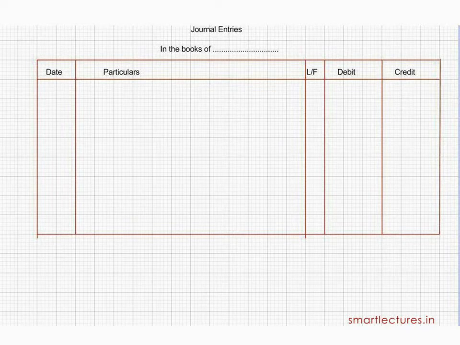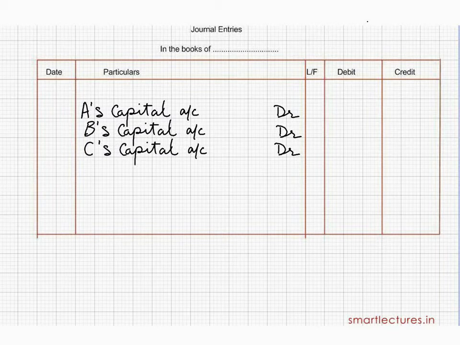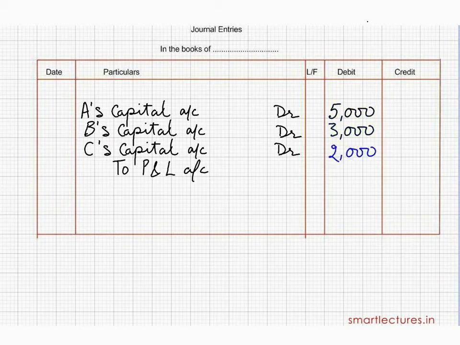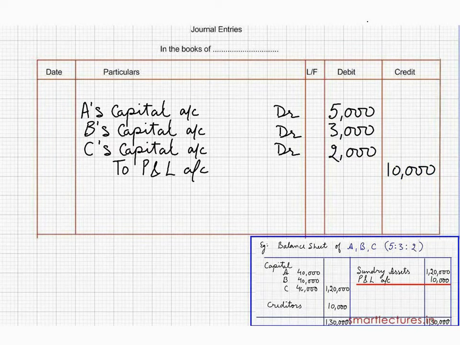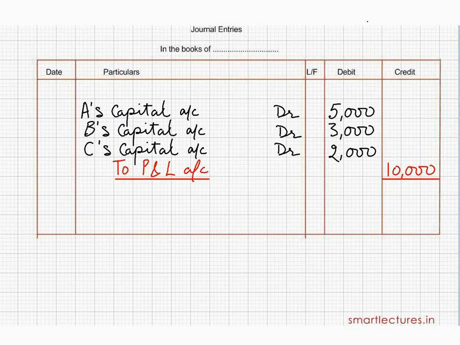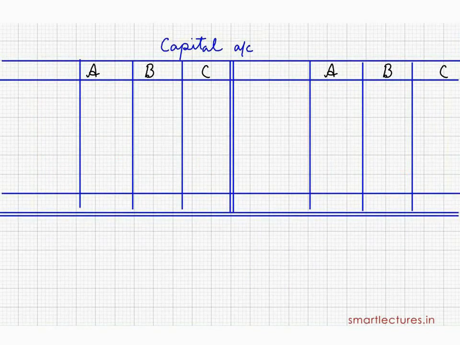And what will be the journal entry? A's capital account debit, B's capital account debit, C's capital account debit, to profit and loss account. And the amounts will be 5,000, 3,000, 2,000, and to profit and loss account 10,000 rupees. You know, profit and loss account was lying on the asset side. It means it was a debit. Now what we have done, we have credited profit and loss account. It means the profit and loss account is finished, and capital accounts have been debited. Naturally, they will be reduced.